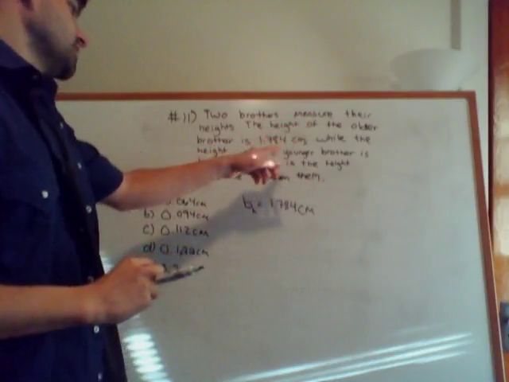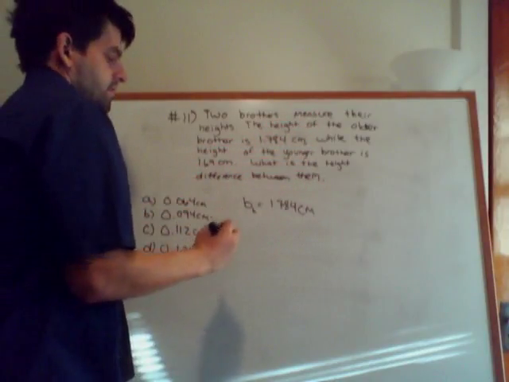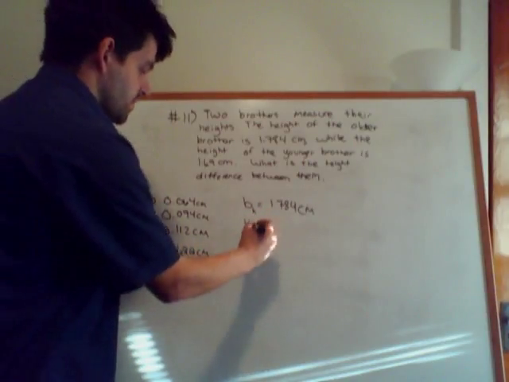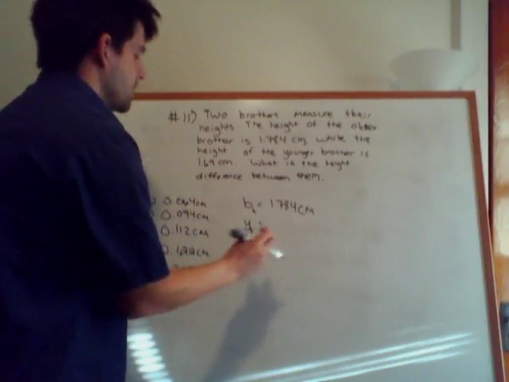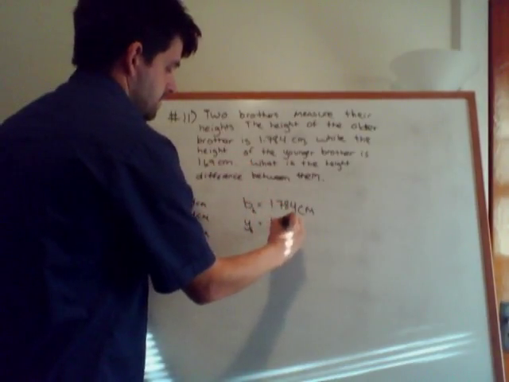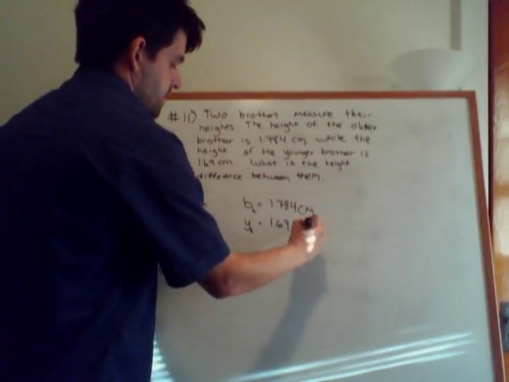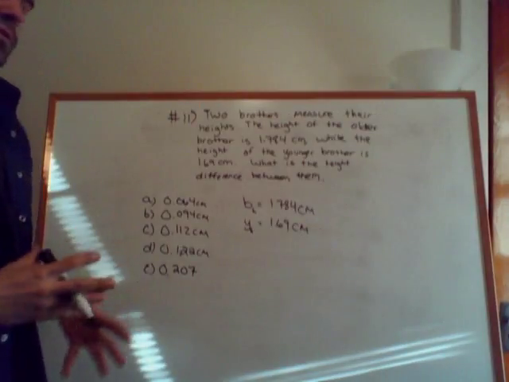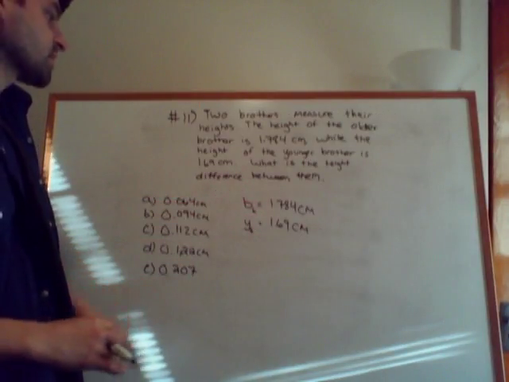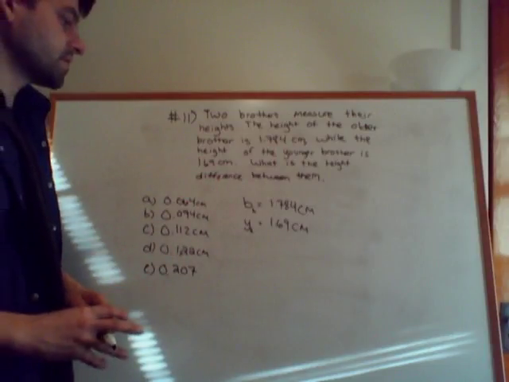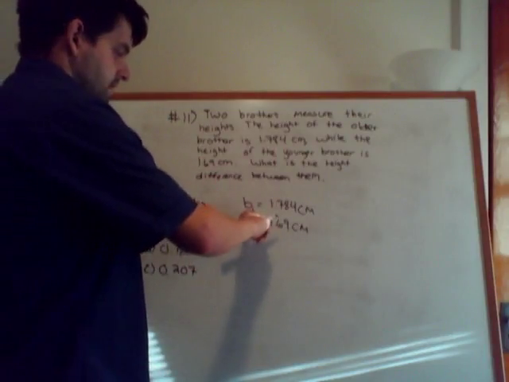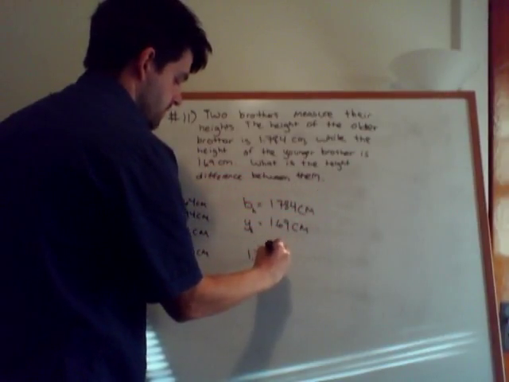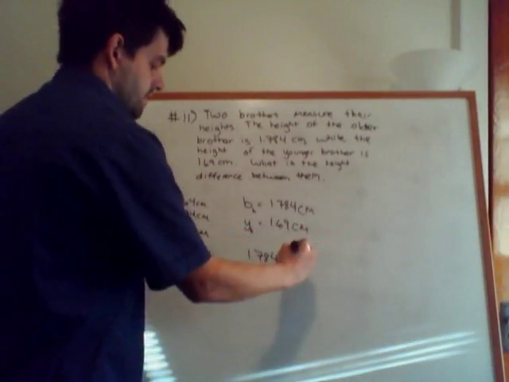Now it says the younger brother is 1.69 centimeters. Because the second brother is younger, I'm going to use y for that variable, but I'm still going to use subscript h for height, equal to 1.69 centimeters. It says, what is the height difference between them? So all we have to do now is form an equation that relates these two values. Since it's asking for the difference, all we have to do is subtract. So we'll take the older brother's height, 1.784, and subtract off 1.69.